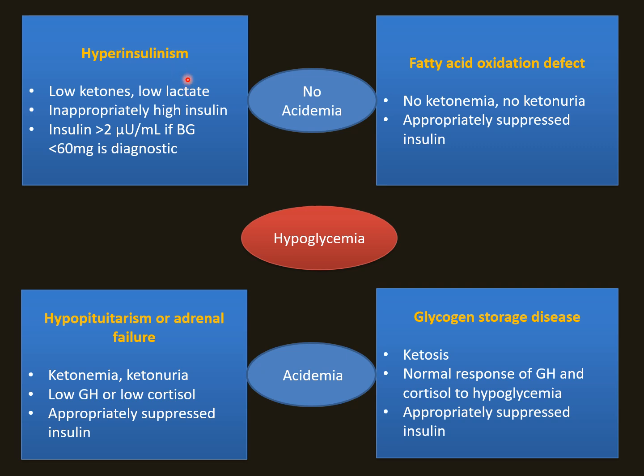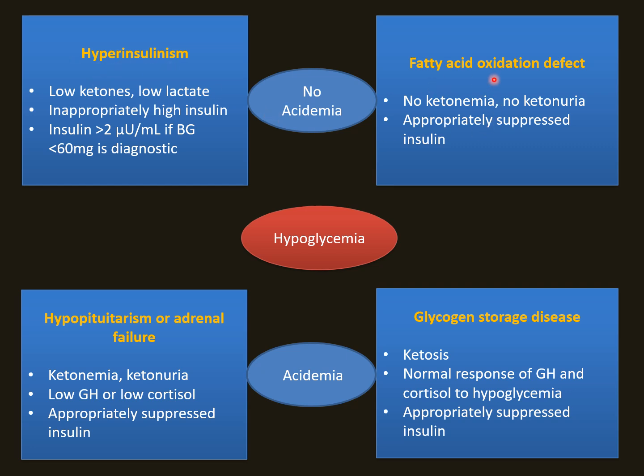It is very important to know that if you have hypoglycemia, the pancreas should not produce any insulin. So in this case, hyperinsulinism, the patient will not have any ketones or will have low ketones, low lactate. However, a high ketone does not rule out hyperinsulinism. An inappropriately high insulin level in a state of hypoglycemia is suggestive or diagnostic of hyperinsulinism. So if you have an insulin level more than 2 microunits per ml when the blood glucose level is less than 60, this is diagnostic of hyperinsulinism.